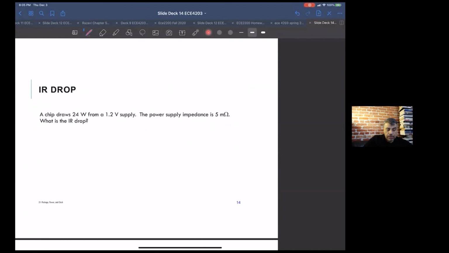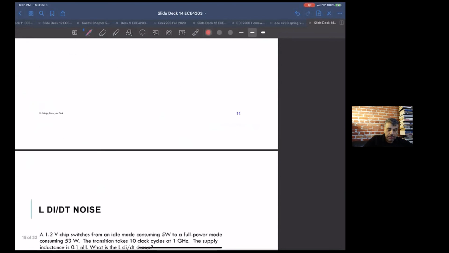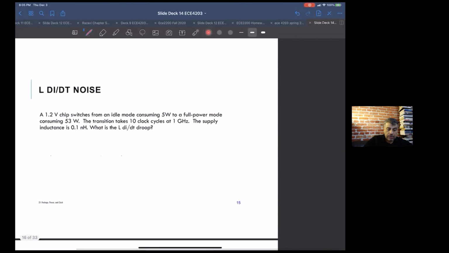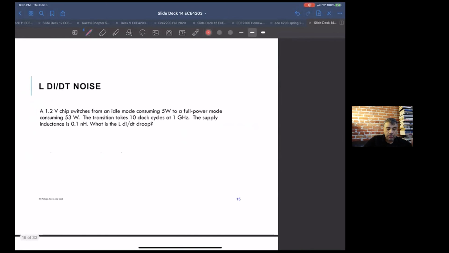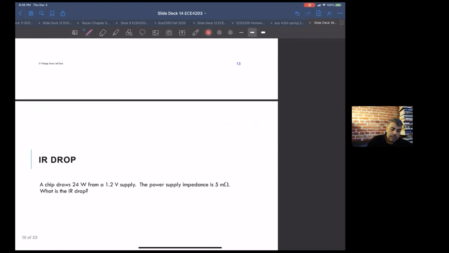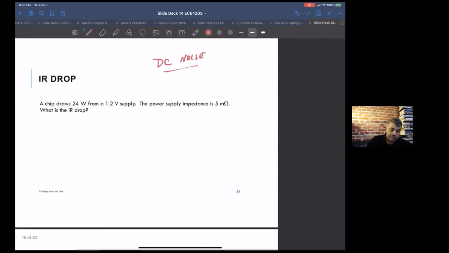Yeah, more examples. I think it's fairly simple. L dI/dt, another simple example. So basically, you have to worry about both. These are sort of transient. So this is transient noise on your supply, and this is DC noise, essentially.